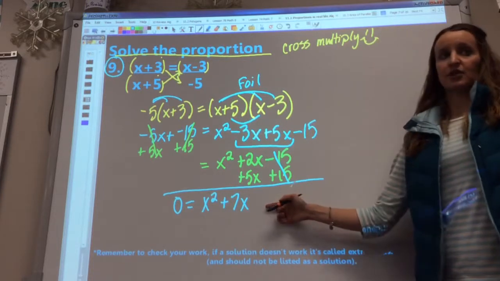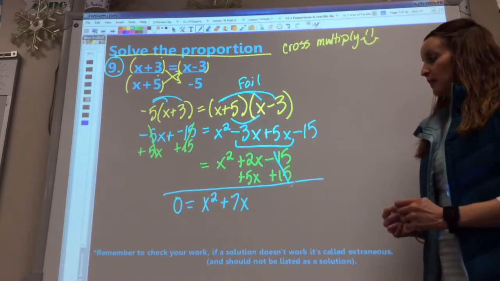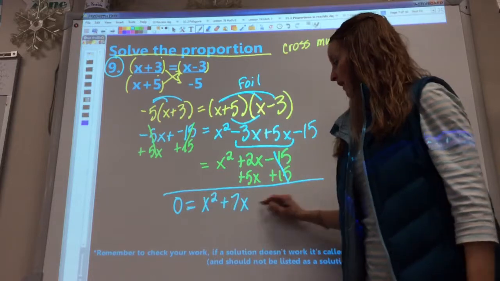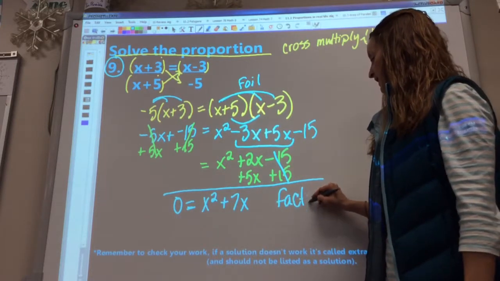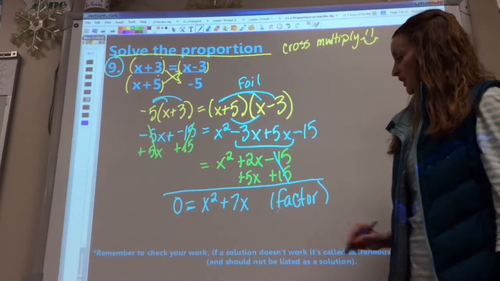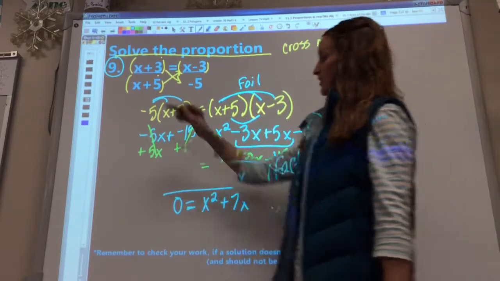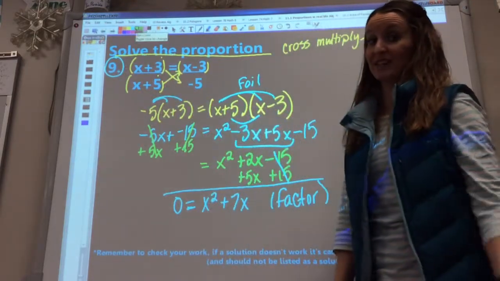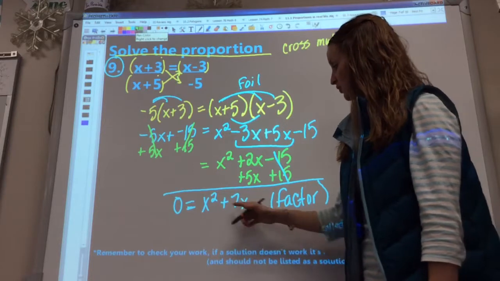And this kind of looks similar to one of the other ones. Well, to be able to solve, we have to factor. Maybe you want to write that down to remind yourselves. Okay? Factor. Yes, I know that word is last chapter, but that's the cool thing about math. We got to keep adding to it.